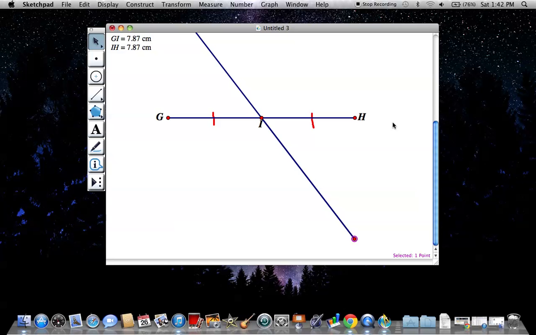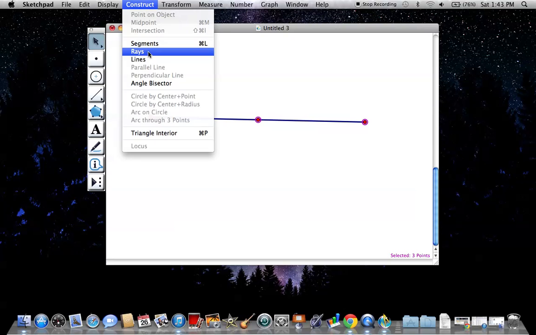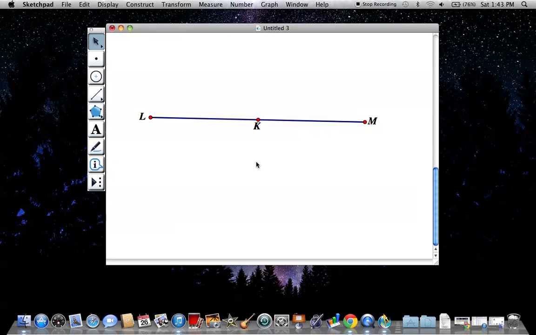Okay, now we're going to go on to the segment addition postulate theorem. What it says is if I have a segment here and I place a point on the segment right there, so let's label all these points. Display, label points. Okay. I'm going to need to know the distances for this.